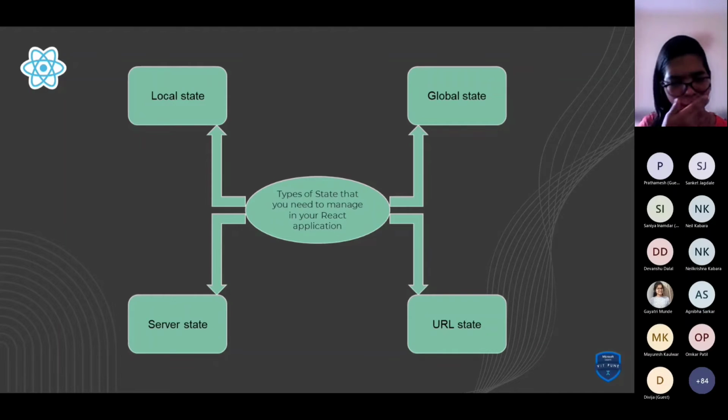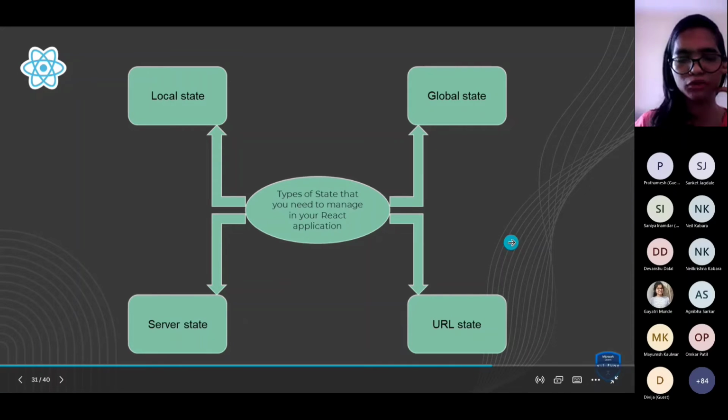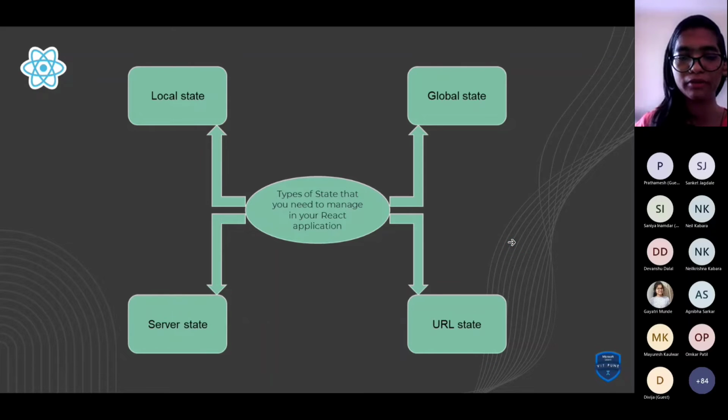By local state, I mean the state that we can manage in any one particular component. And global state is managed across your entire application. You can access it anywhere in any point of your application, and you can change it. So basically across multiple components.